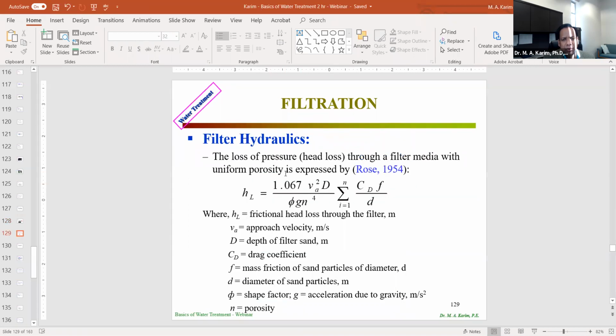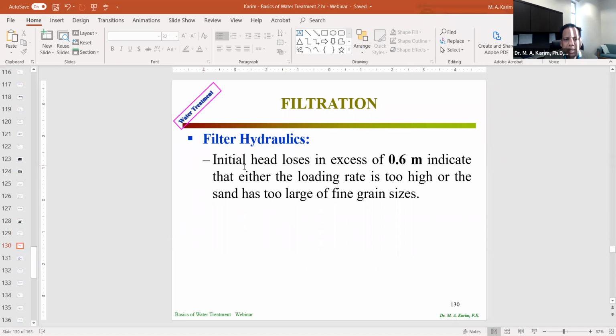So here is the loss we can calculate, and based on the calculation, if we see 0.6 or more, then we have to start cleaning. What kind of cleaning? Backwash, right? Because it may be clogging. So here is the 1.6 meter. Initial head losses in excess of 0.6 meter indicate that either the loading rate is too high or the sand has too large or fine grain sizes.